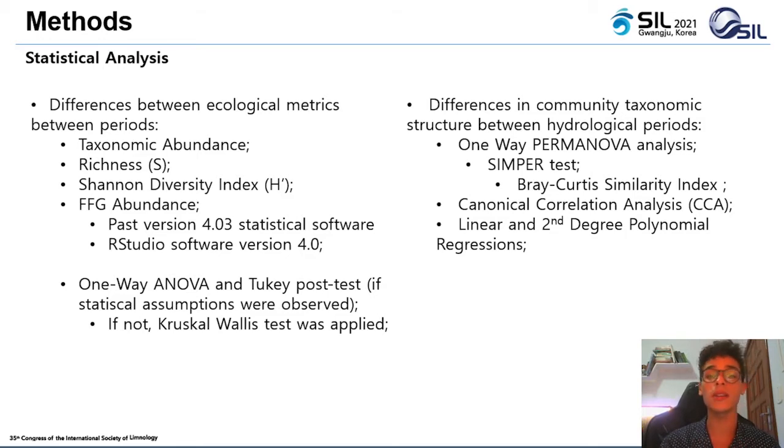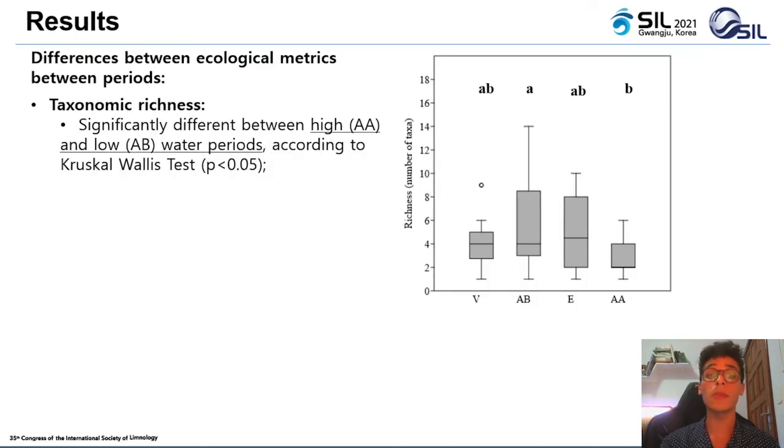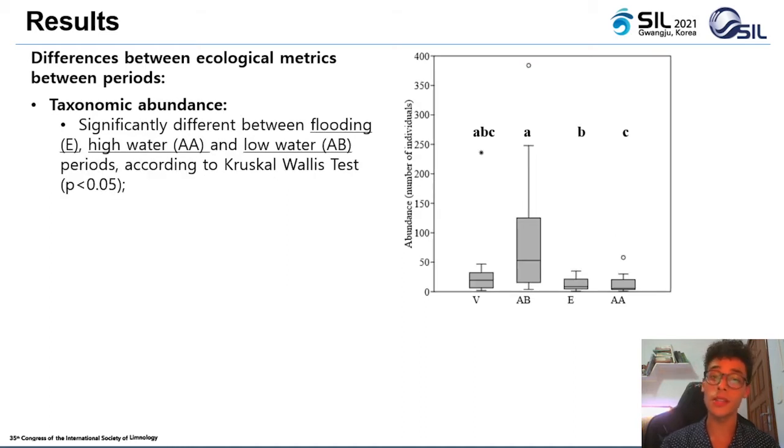To identify which taxa contribute to differences between periods when differences were indeed observed, a canonical correspondence analysis was applied to analyze the relationship between environmental and biotic matrices, and linear and second-degree polynomial regressions were also performed to test correlation between variables. Taxonomic richness was significantly different between high and low water periods, according to Kruskal-Wallis test, as shown in the box plots. Taxonomic abundance was also significantly different between floating, high, and low water periods, according to Kruskal-Wallis test.